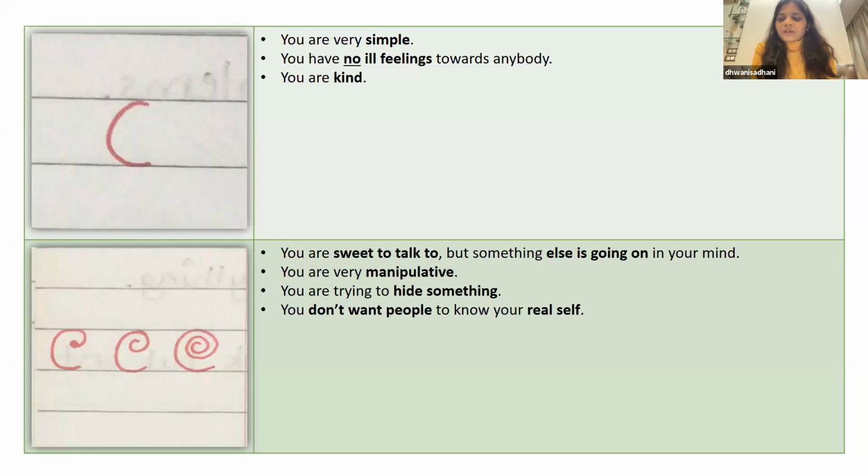So why did I mention Dairy Milk? Because if any of you know anybody who's working in a Dairy Milk office, you'll know that the employees who work under Cadbury are very sweet to talk to, but they are not as sweet as they seem. That was one reason why I told you all about Cadbury.